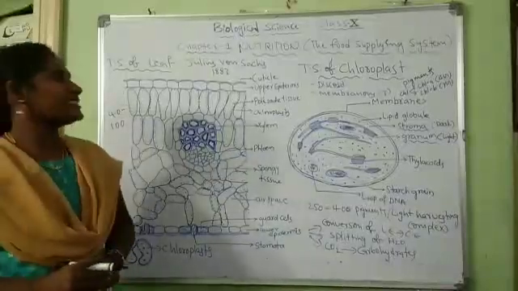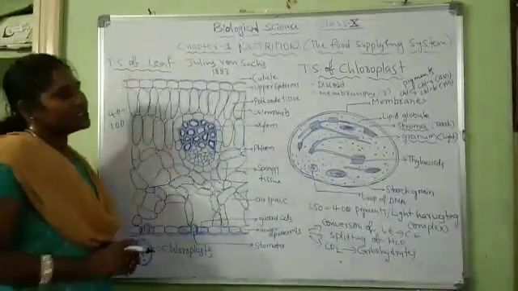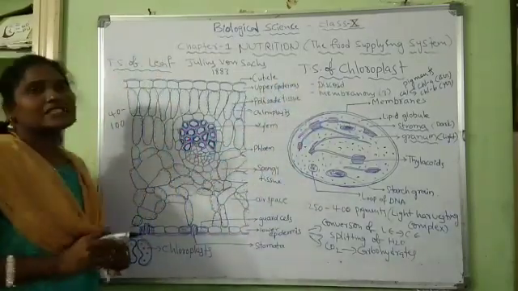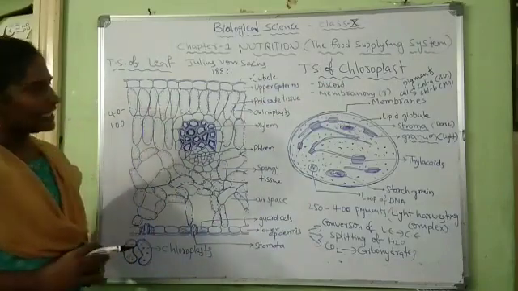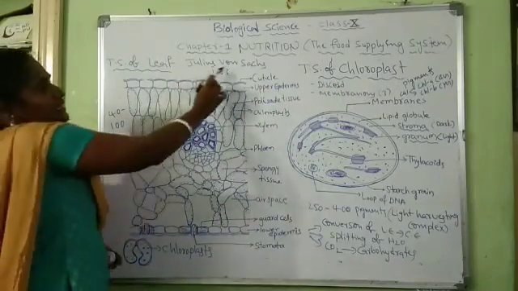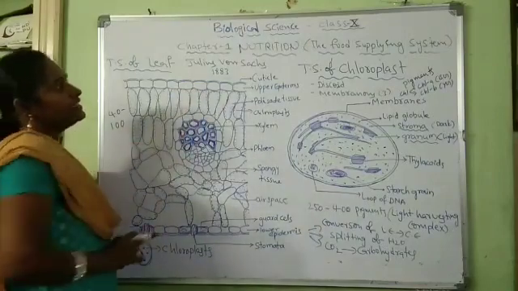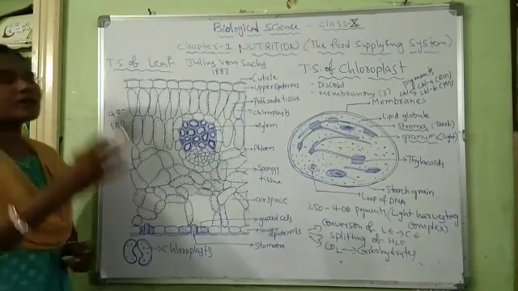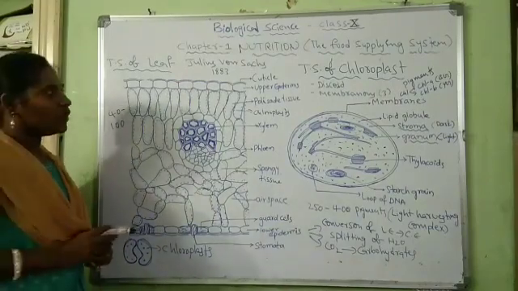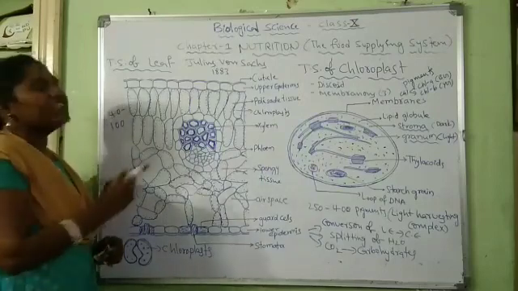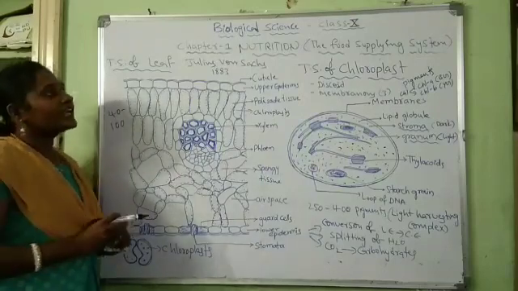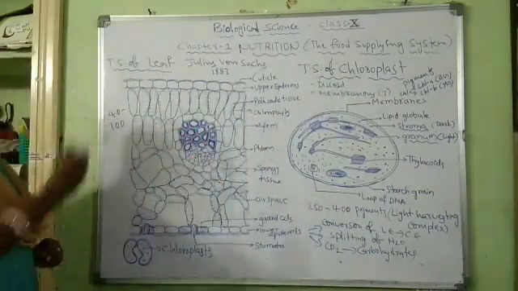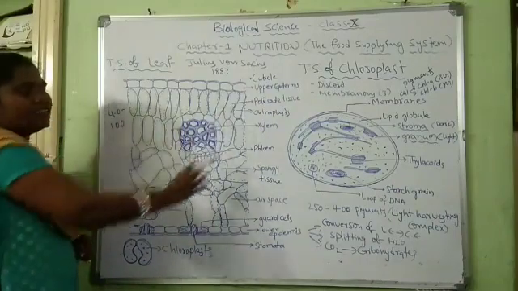Today we are going to discuss the TS of the leaf and the TS of the chloroplast. So where does photosynthesis take place? The scientist Julius von Sachs, in 1883, observed that chlorophyll is not spread throughout the entire cell. It is present only in some organelles of the leaf. Those organelles are named chloroplasts. Those chloroplasts are present in some parts of the leaf.